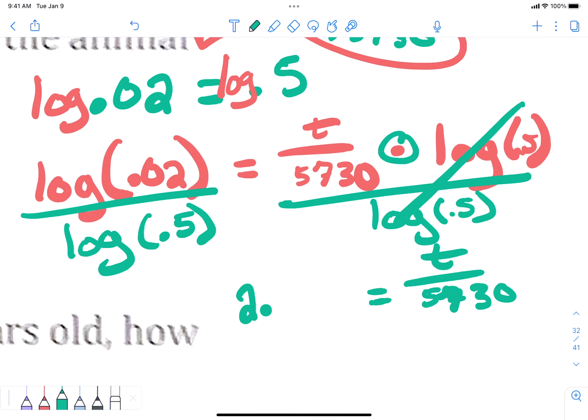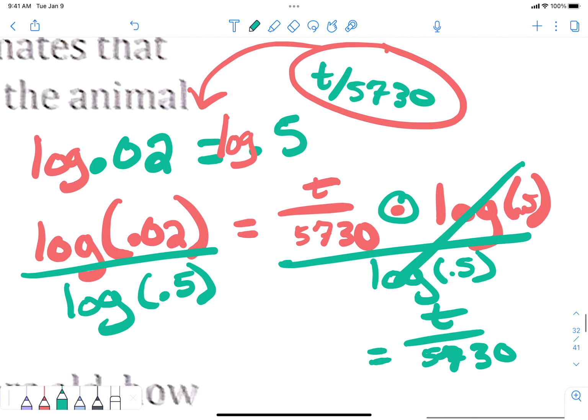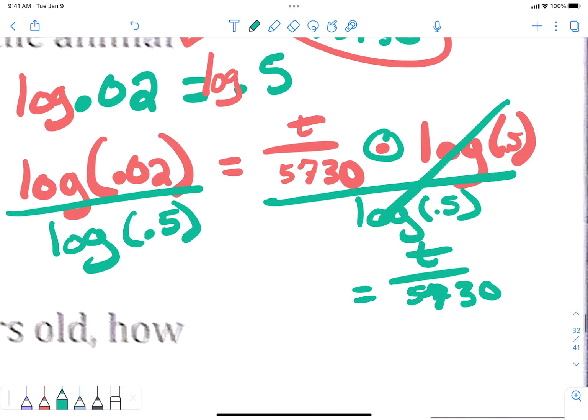I think that sounds better. 0.6 something. Did you close off your parentheses? It's 0.02 divided by 0.5. I got 5.64. We'll just go with 5.64. Ah, that's what it is.